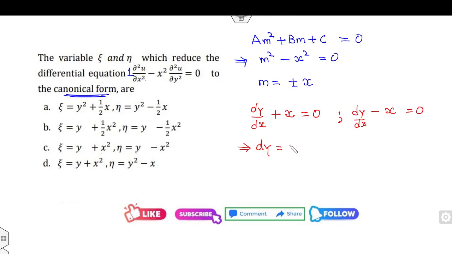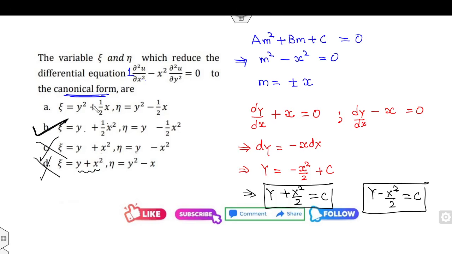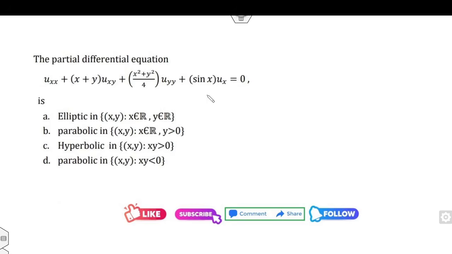So dy over dx is minus x, into dx. If you solve this, y is minus x square over 2 plus a constant, or I can say y plus x square over 2 is my constant. Similarly for this case, y minus x square by 2 is my constant. You can see it's y plus x square, but I need y plus x square by 2. So y plus x square by 2, y minus x square by 2. So the right answer of the problem is B.